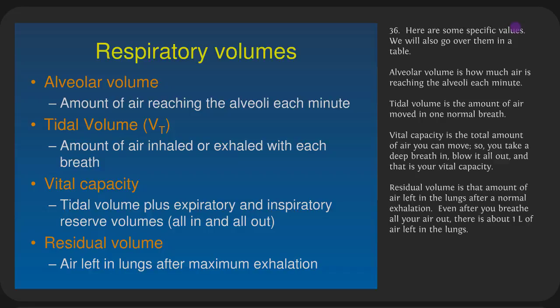Here are some specific values. We'll also go over them in a table. Alveolar ventilation is how much air is reaching the alveoli each minute. Tidal volume is the amount of air moved in one normal breath. It's about 500 milliliters, half a liter. Vital capacity is the total amount of air that you can move. So you take a deep breath in, blow it all the way out, and that's your vital capacity. Residual volume is the amount of air left in the lungs after a normal breath out, or normal exhalation. So even after you breathe all your air out, there's about 1 liter of air left in the lungs. That's residual volume.